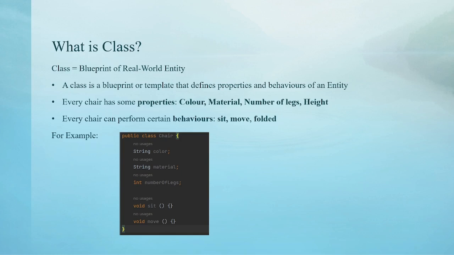The same idea is represented in Java. Here I have created a class called chair. Here we have variables like color, material and number of legs. This represents the properties. And sit, move, these are the methods. It represents the behavior. So this class is only defining the structure. We are not creating an actual chair here. We are simply describing what a chair should have.